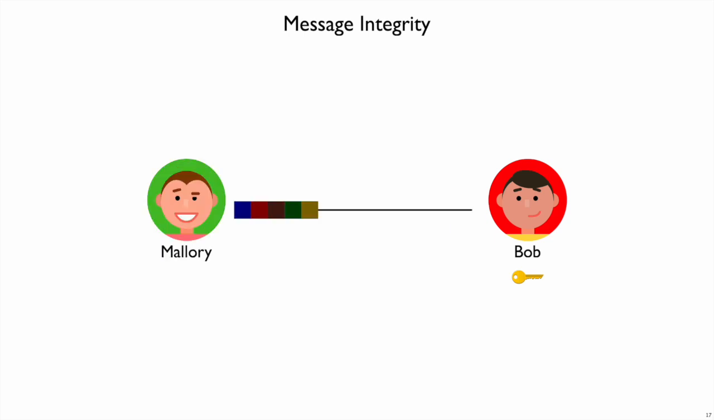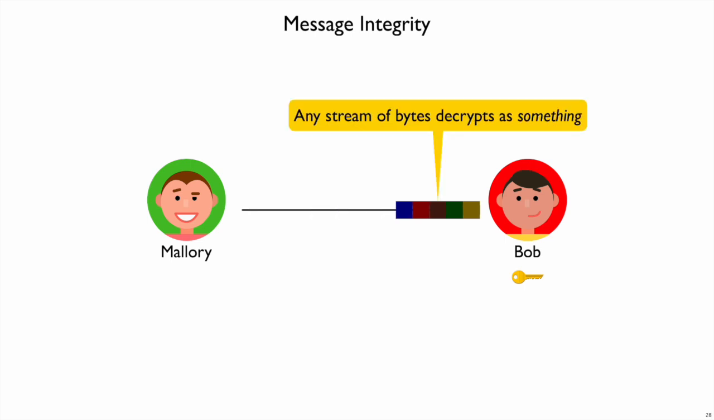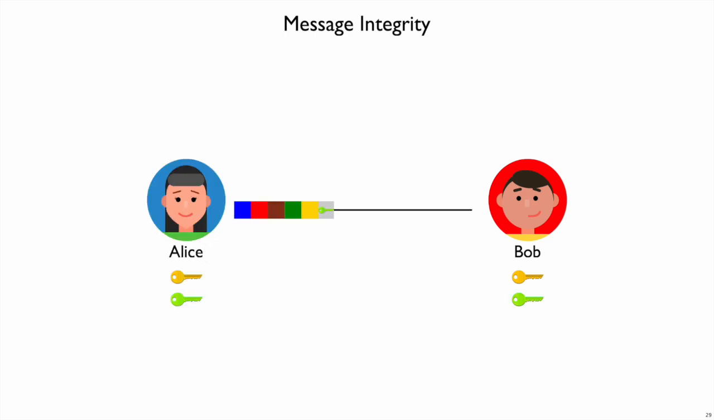After all, Mallory could encrypt a different message and send it to Bob. At least with the ciphers that we looked at so far, any stream of bytes will decrypt as something. So Mallory may have mangled the message that Alice sent or may have constructed a different message. So how can Bob be sure that he gets a message from Alice as Alice intended?